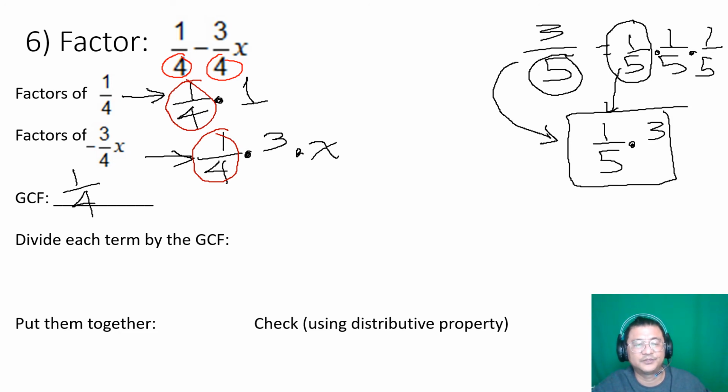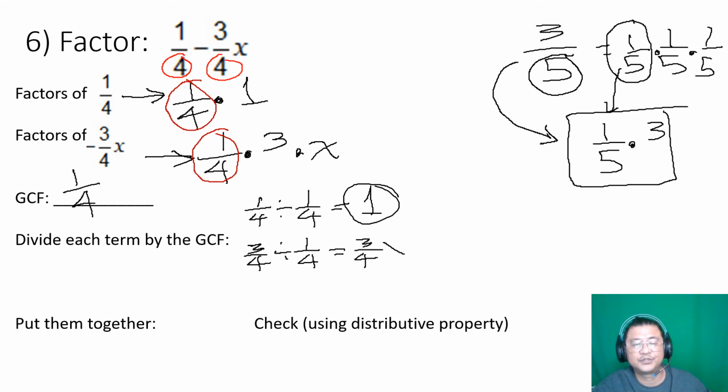So let's start with the first one. 1/4 divided by 1/4. Keep, change, flip, that's going to be 1 whole. All right. How about the other one? 3/4 divided by 1/4. Keep, change, flip. That's going to be 12 over 4, equals 3. So 3. But be sure there is an x, so I write the x there.